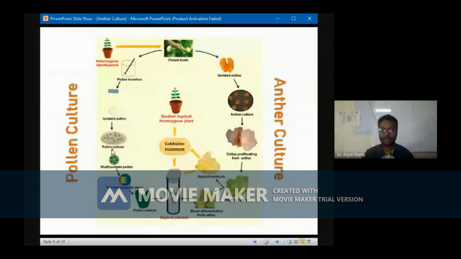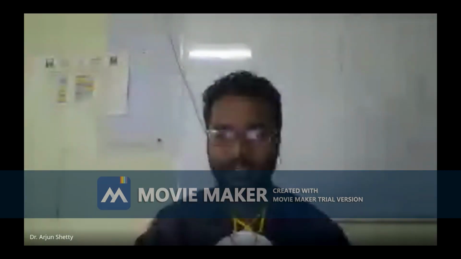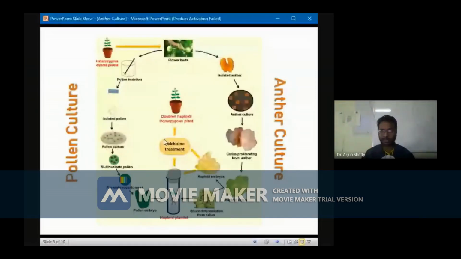Then we are going to see the formation of embryos, the globular and heart stages of the pollen embryo. This finally results in the formation of a haploid plant. Again, with this haploid plant, you can stop the work here itself, or you can go for treating the plant with colchicine to get a double haploid, dihaploid or diploid plant. So this is what we have with regard to the anther and the pollen culture.